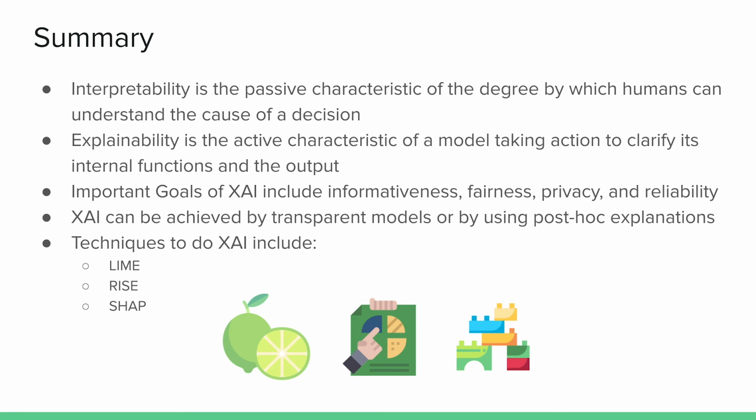Explainable AI can be achieved by either having a transparent model, by using something that is intrinsically explainable, like a decision tree that we can understand quite easily and simulate, or by using some post hoc explanations. And some of the techniques for performing these post hoc explanations I showed you, like Saliency Maps, Lime, Rise, or SHAP.